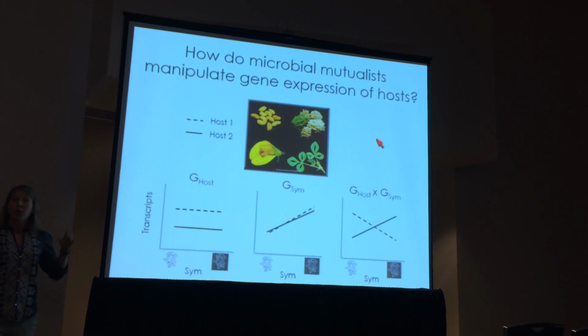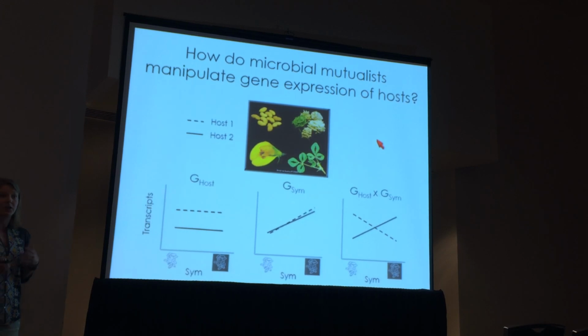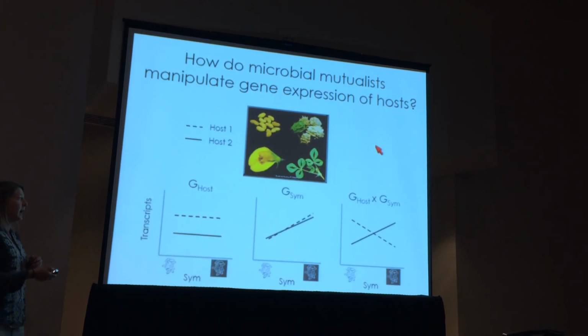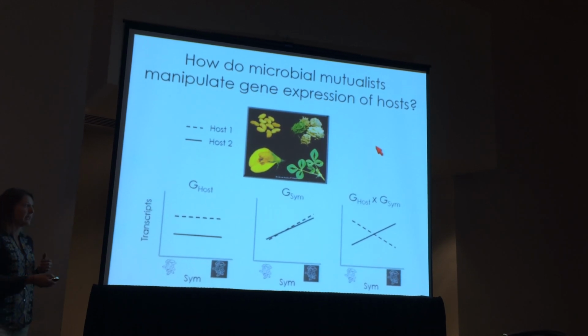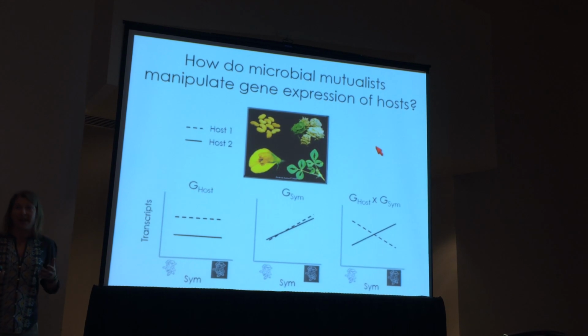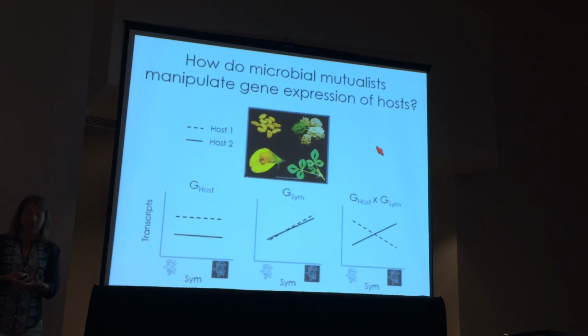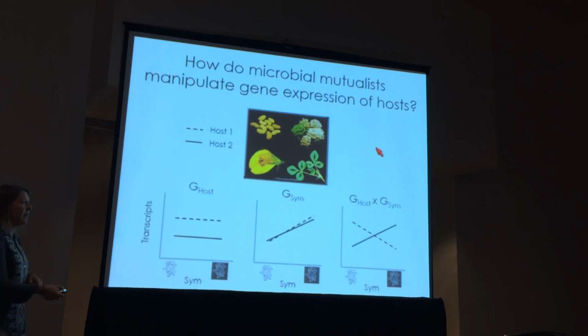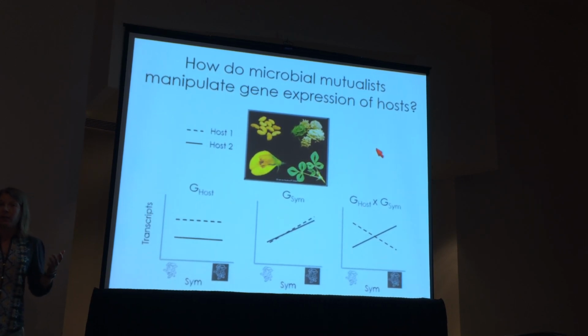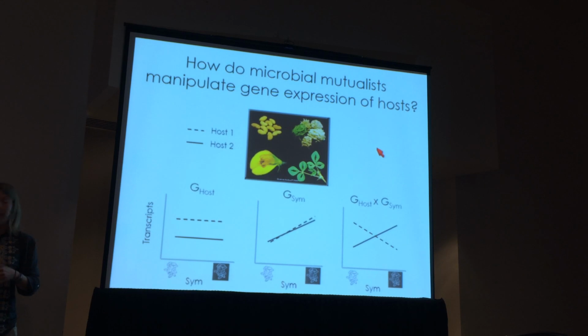So in my system, we have host plants, and there's genetic variation in those host plants, and then the environmental factor that will vary is actually the genetic identity of the symbiont that's interacting with that host plant. And then you can imagine there being genetic variation for the host plant for response to that biotic environment.